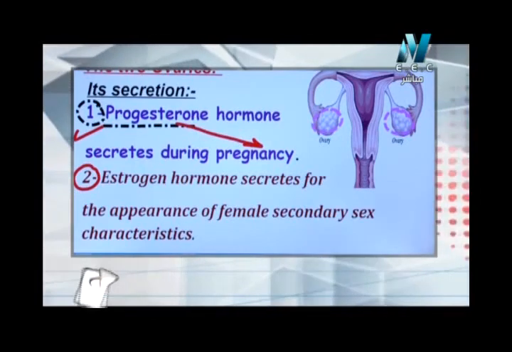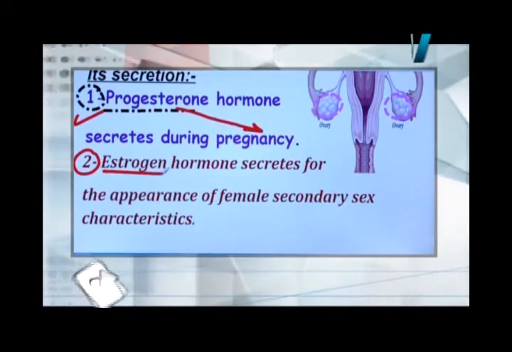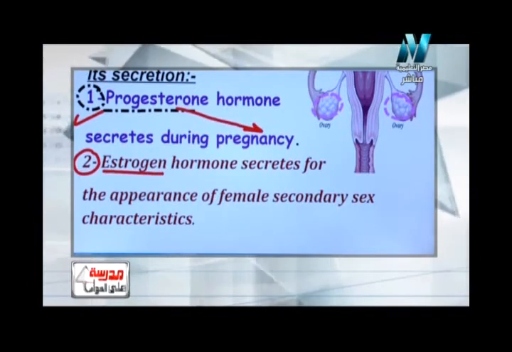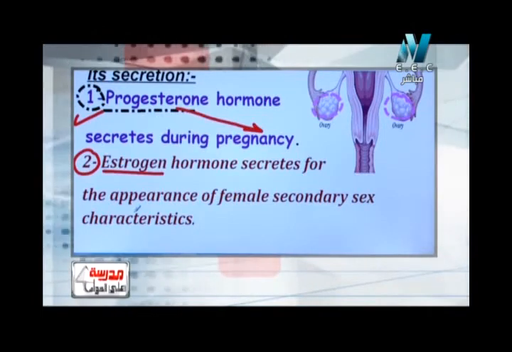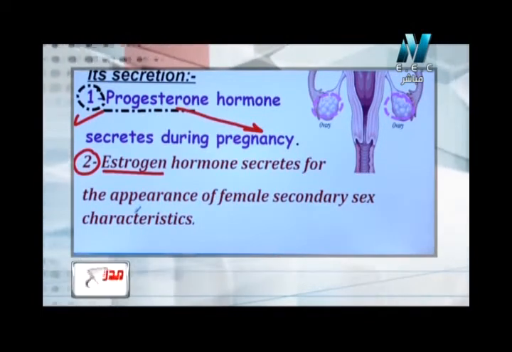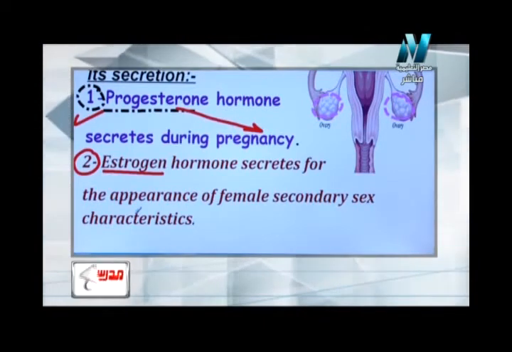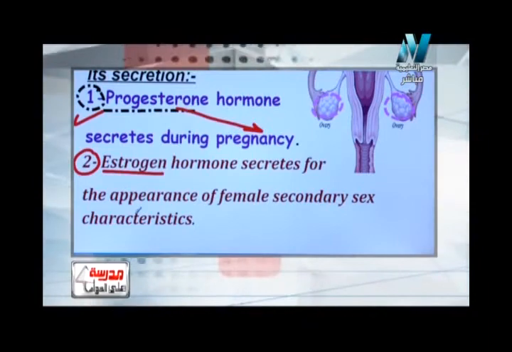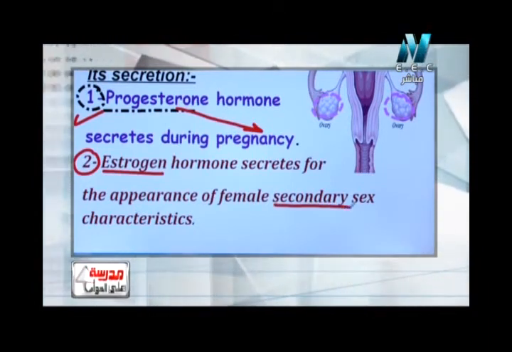While the other hormone, estrogen hormone, is secreted for the appearance of female secondary sex characteristics, such as accumulation of fats in some regions of the body, and a sharp voice, the thin or soft voice, in females, not in males. That is why we call them secondary sex characteristics.